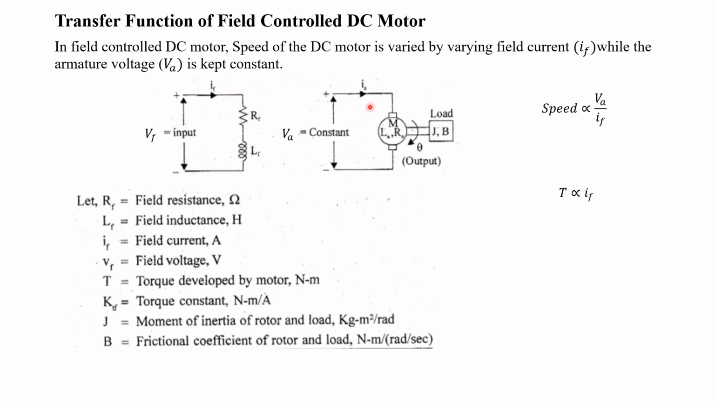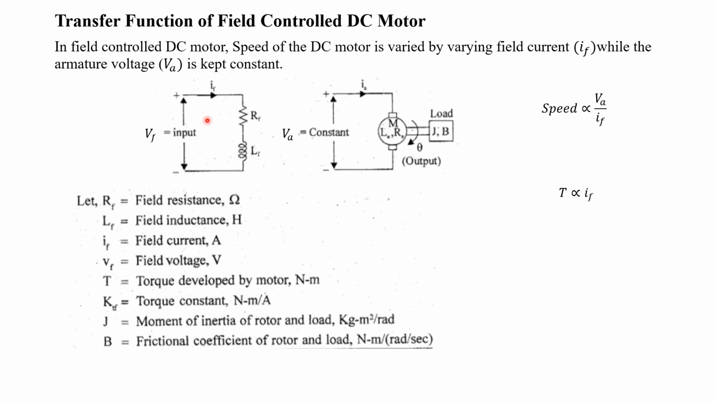Okay, so here in field control DC motor, there will not be any back EMF. Okay, there will not be a generation of this back EMF. All the remaining will be similar to the armature controlled DC motor. Okay, so in field control DC motor, the speed of the motor can be varied by varying If, and the Ia value will be kept constant. Okay, so this is the diagram.